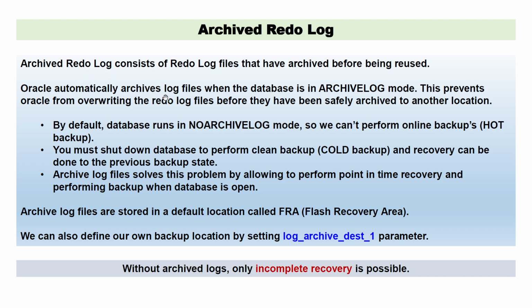Oracle automatically archives the log file when the database is in archive log mode. You don't have to worry. You can also archive manually: you can use alter system archive log current. However, Oracle automatically archives the log file. This prevents Oracle from overwriting the log files before they have been safely archived. So this is very important. Oracle will make sure that the redo log files are never overwritten if the database is in archive log mode.